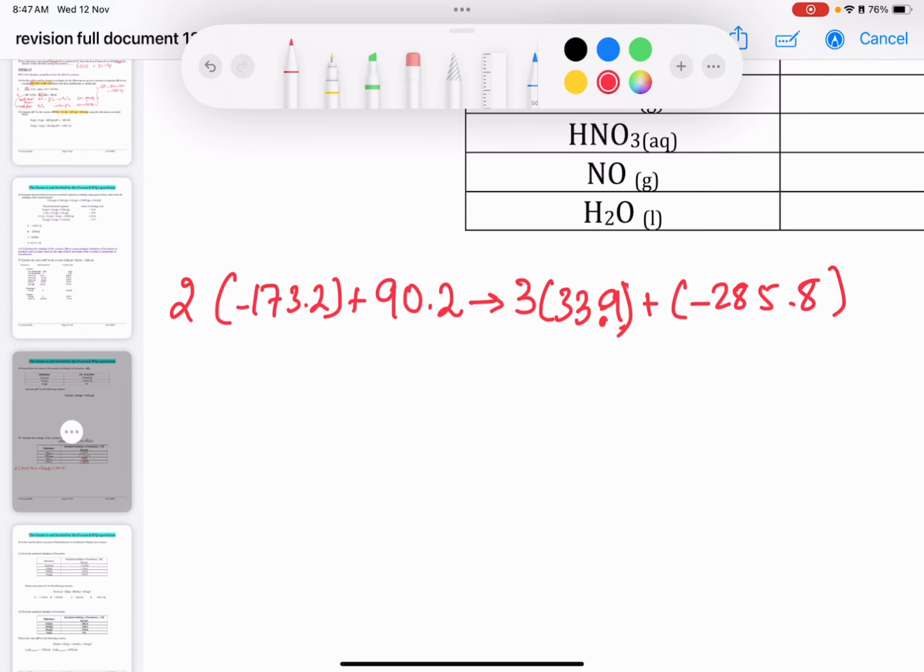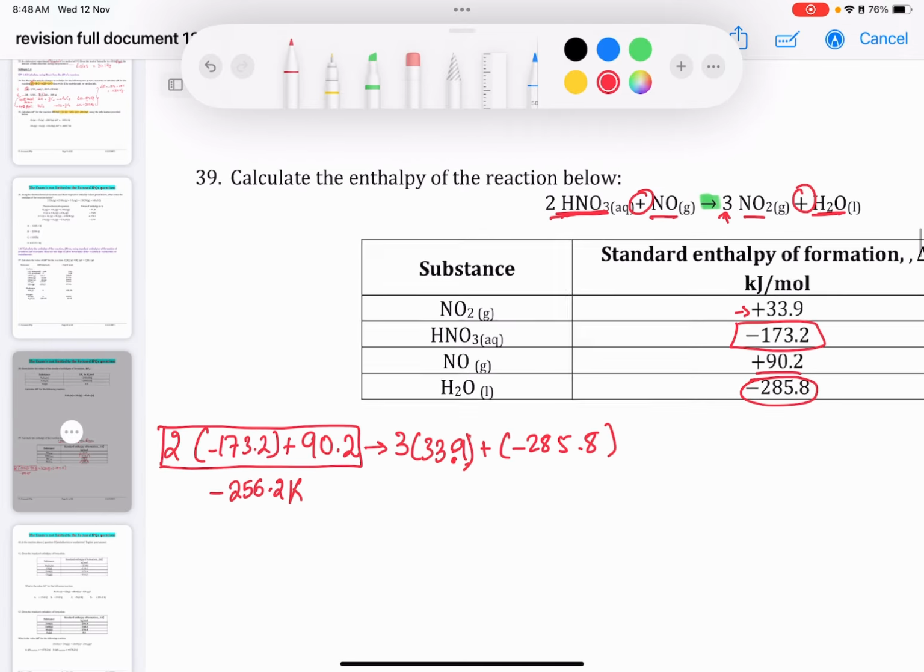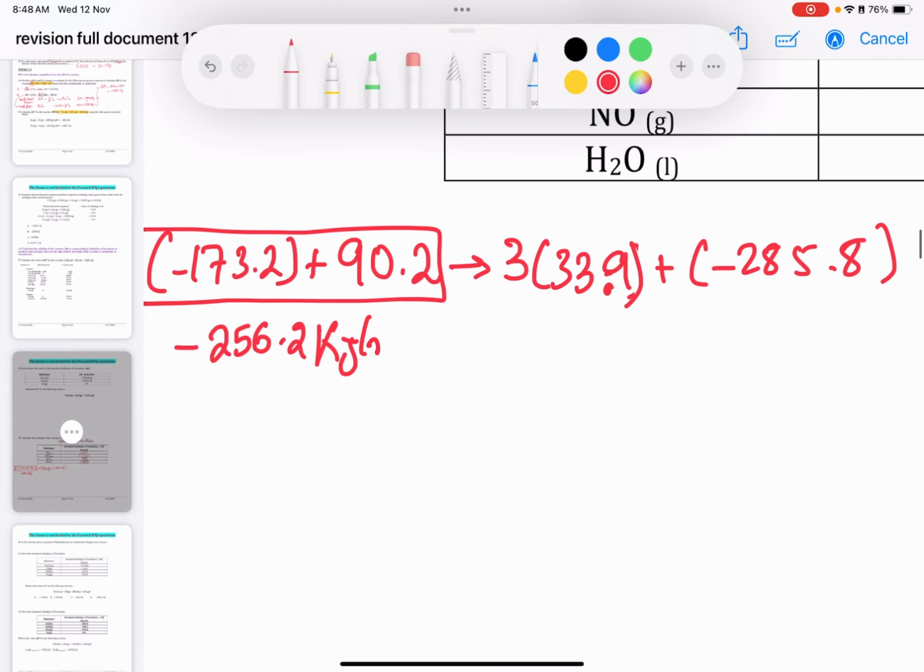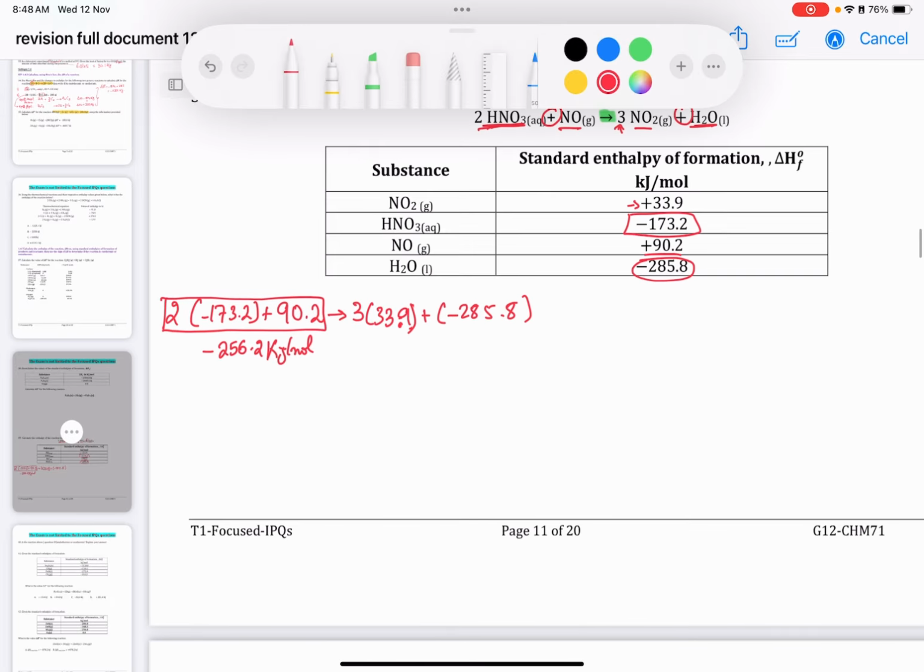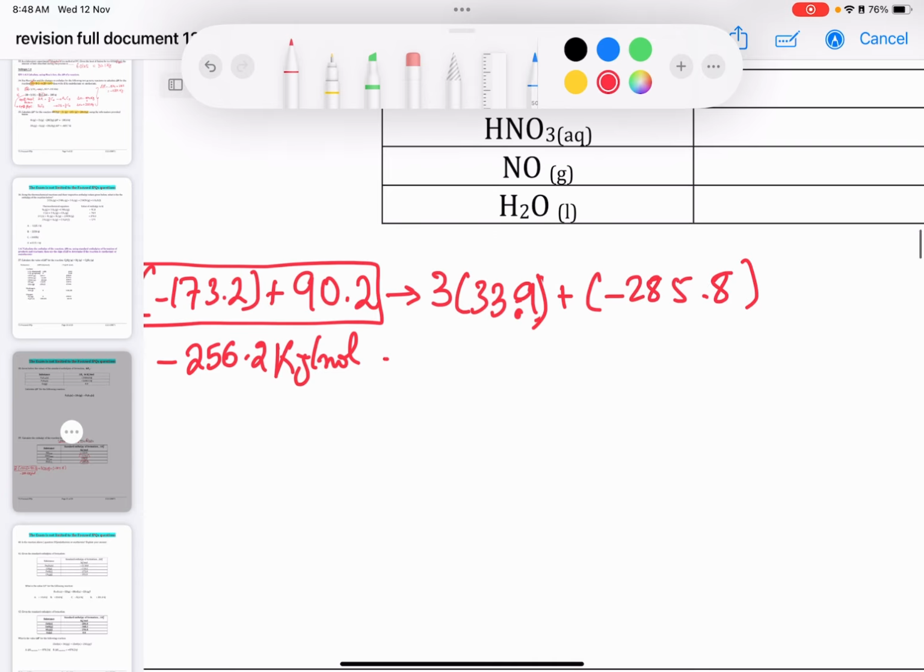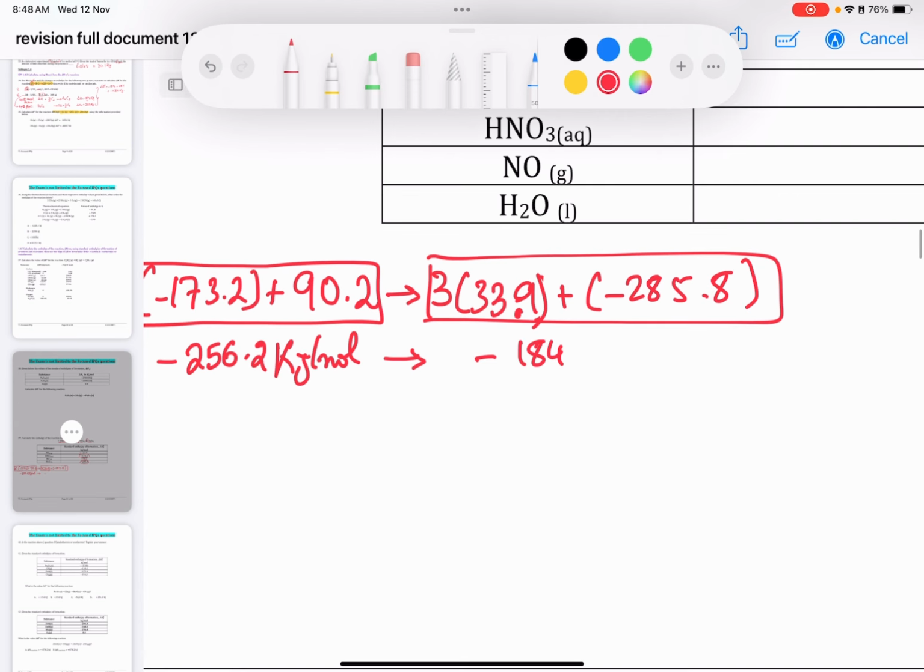So for this one, the final answer is negative 256.2 kilojoules per mole. I'm just going to write per mole because anyway, I am going to calculate the standard final one for the reaction. Now, for this one over here, the answer is negative 184.1 kilojoule per mole.